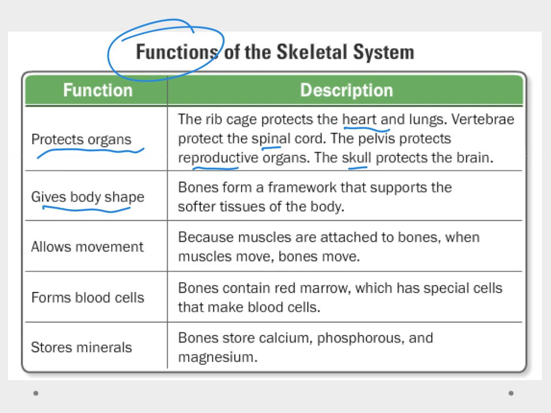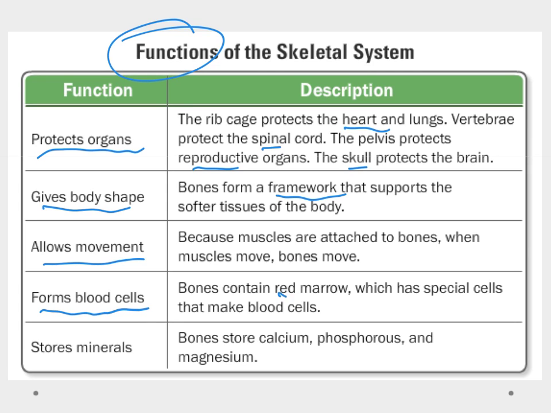It's also what gives the body shape. Remember, bones are the framework that supports the softer tissues. Most of the body is just soft tissue, so we'd be a lump without the bones. The bones give us our shape. They also allow for movement because that's what the muscles are attached to. When the muscles move, the bones move, and since the bones give us our shape, that's what allows us to move.